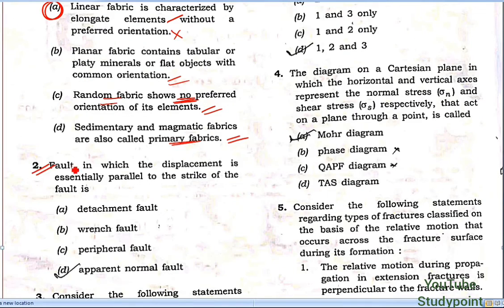Question number 2. Fault in which displacement is essentially parallel to the strike of the fault is. Here it is indirectly asked about strike slip fault. Given options are detachment fault, wedge fault, peripheral fault, apparent normal fault. Right answer is option B, wedge fault, because it is a different name for strike slip fault. Peripheral fault is a reverse fault or normal fault. It is also looking like a normal fault. Detachment fault is a low angle fault. The right answer will be wedge fault.